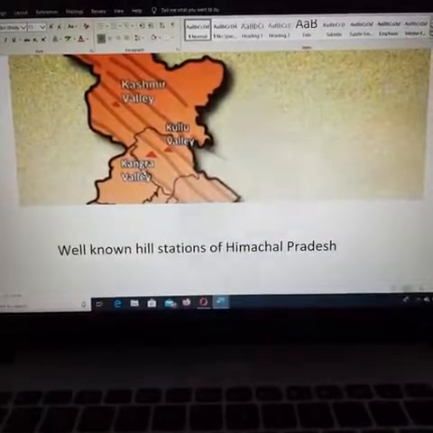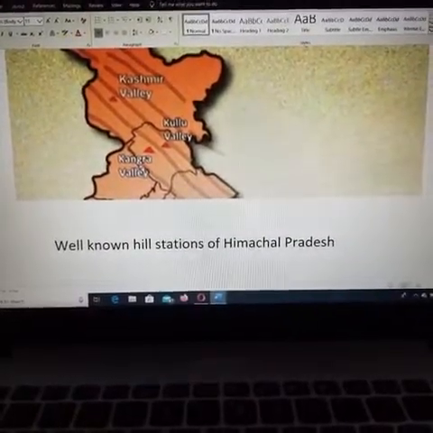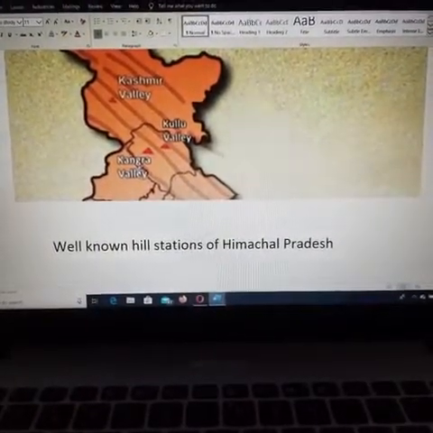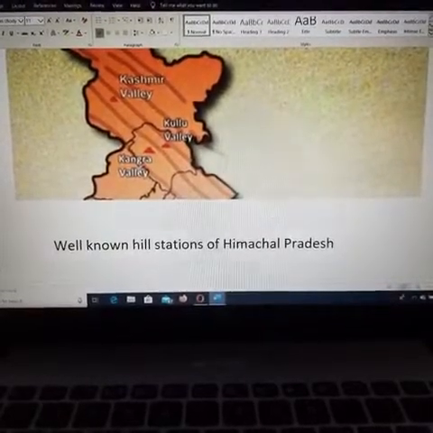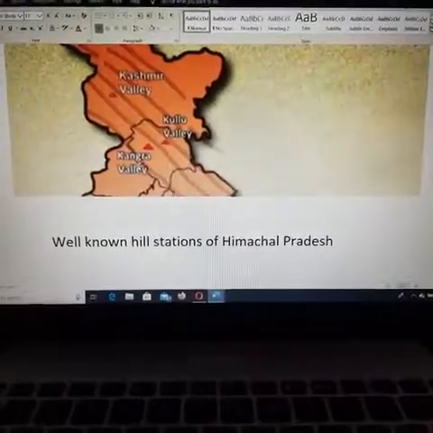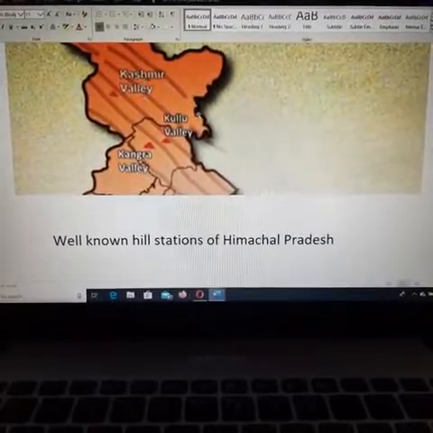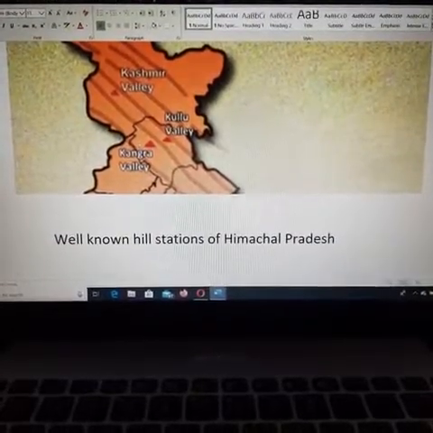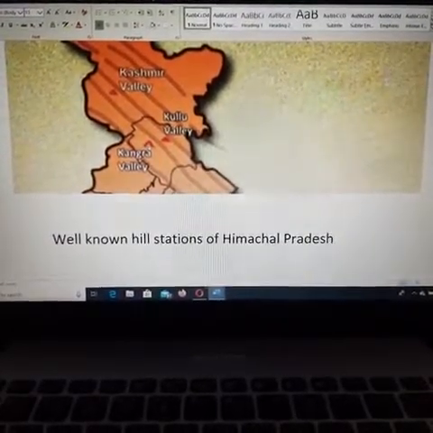Children, when you are reading this, first keep your textbooks with you. Read one paragraph and watch the videos so that you can understand well. The Kashmir Valley, Kulu Valley and Kangra Valley are very famous hill stations in Himachal Pradesh.